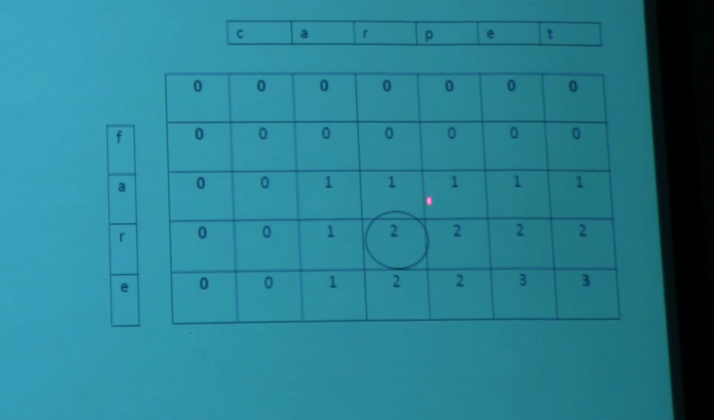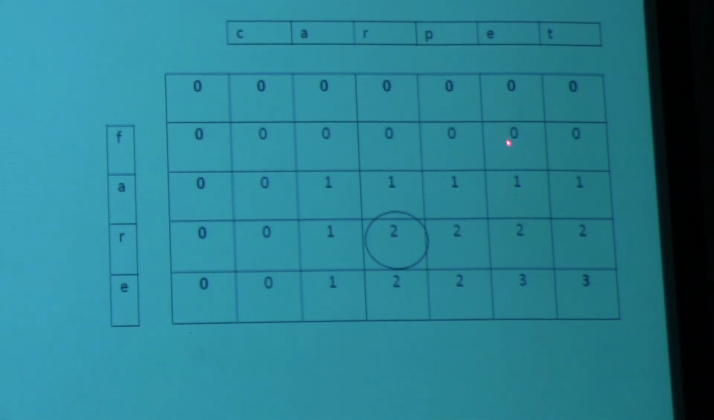Here we're comparing A against R. Not a match. But this is really FA against CAR. And that's 1 because this is 1 and this is 0, so we take a 1. Now here we have R against R. That's a match. So it's going to be 1 plus whatever you had. So CAR, R to R is 1 plus LCS of FA and CA. That's why it's a 2. This is a 2 because the mismatch carries down the max. 2 against 1 is a 2. This is a 1 because max on a mismatch of A to P. R to P, we take max. E to P, we take 2 because max of 2 and 2 is 2.